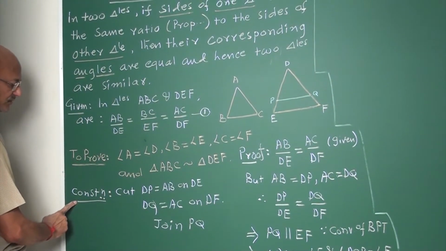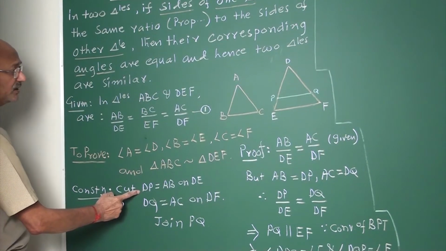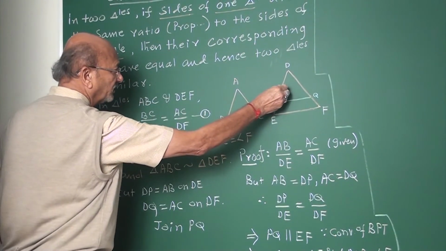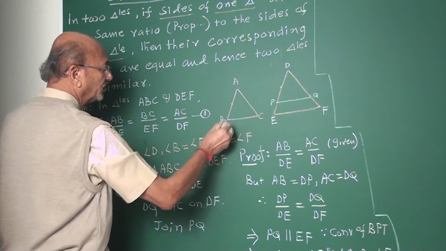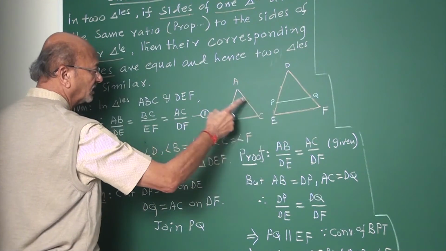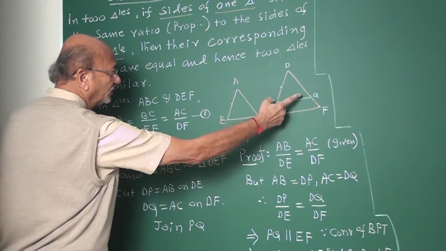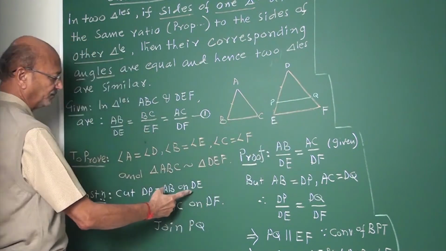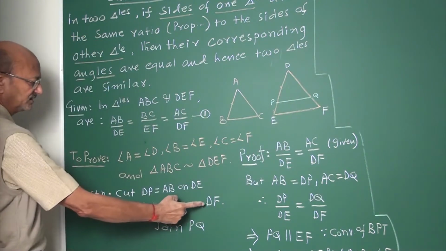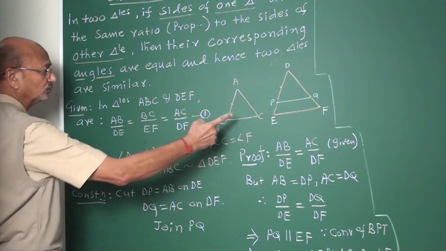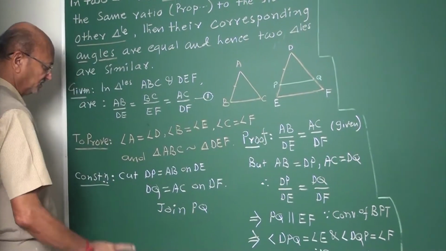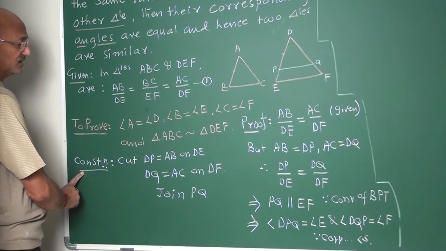Construction, same as in the previous theorem. Cut DP equal to AB along DE, and DQ equal to AC along DF. Join PQ. Yes, this is the construction of the theorem.